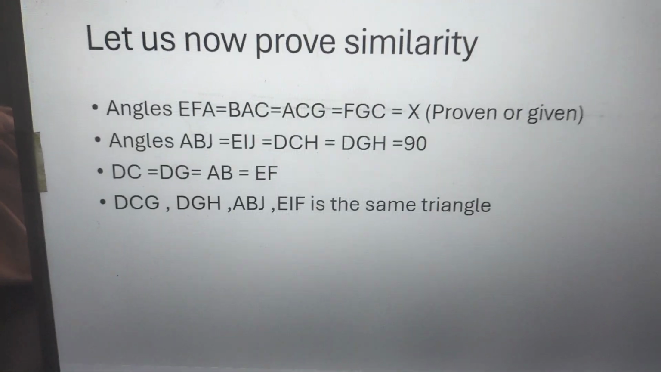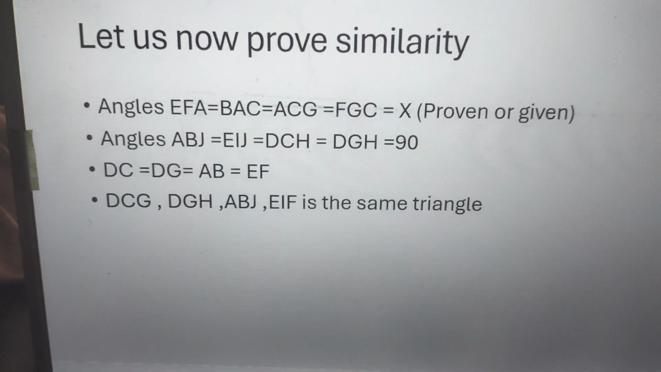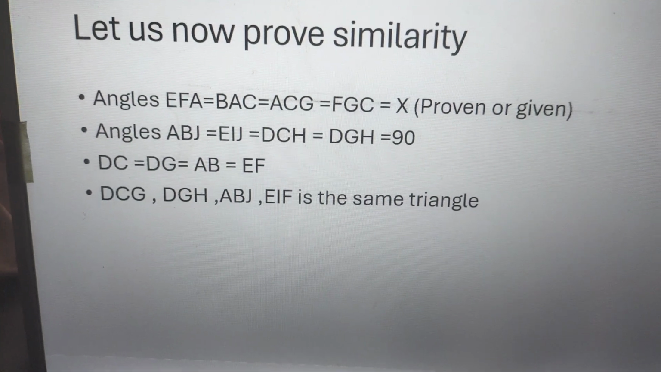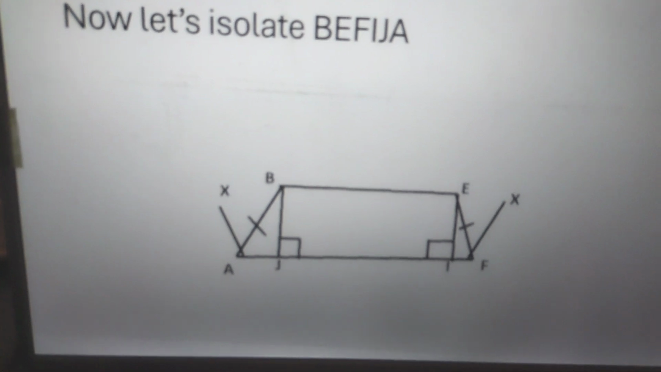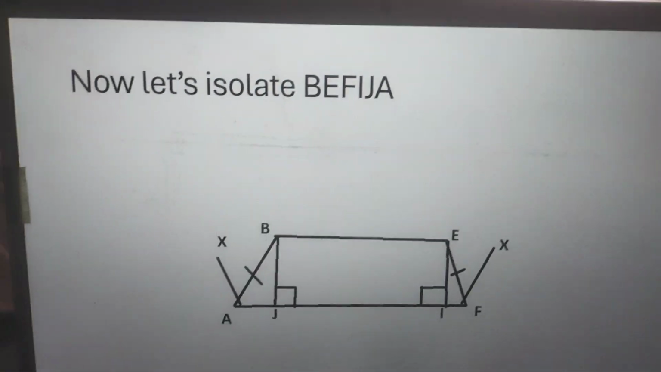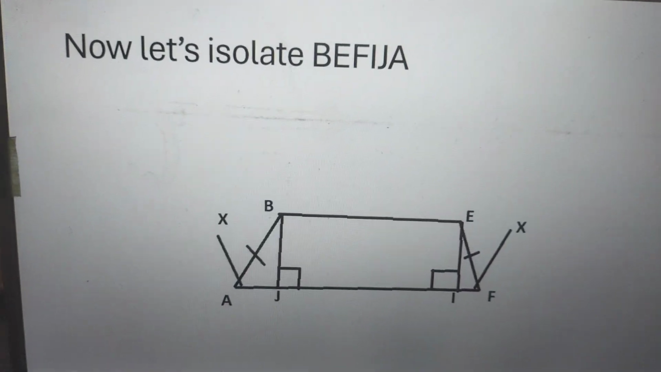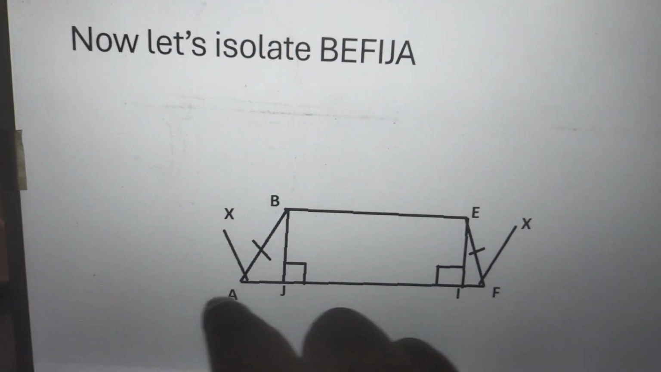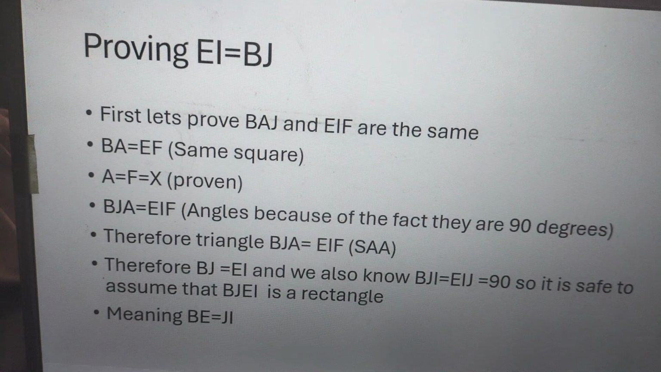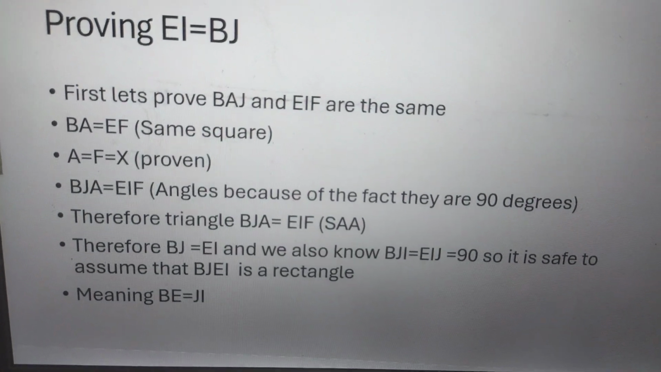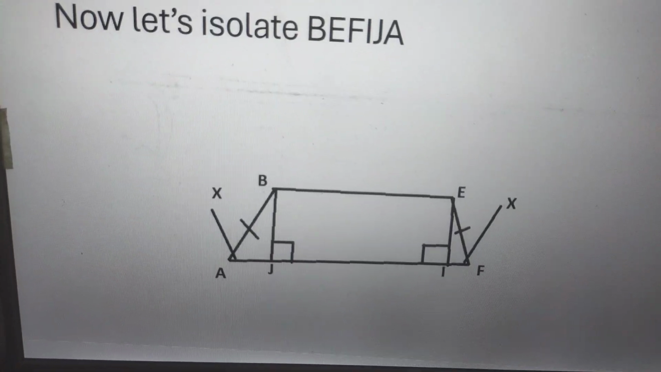How are we going to prove that? Well, that's going to be very, very simple, right? What we're going to do is isolate the top part, right? Then we practically have that this is x and we have that these are the two same sides and we know that this is 90 degrees. We can then use that to prove that EI equals BJ, right?